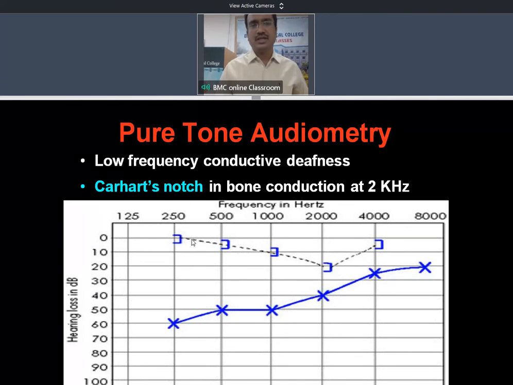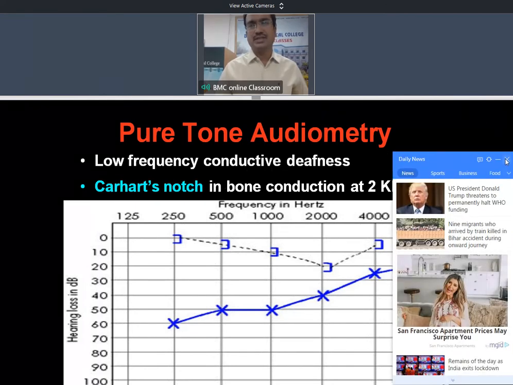One important point we need to see in pure tone audiometry: there will be a dip at 2000 Hz in bone conduction, not in the air conduction. Even though it is a conductive hearing loss, in bone conduction there will be a dip, or maximum hearing loss, at 2000 Hz. So that is called the Carhart's notch. This is an important 2 marks question for you. So this is seen in bone conduction, not in air conduction, at 2000 Hz.